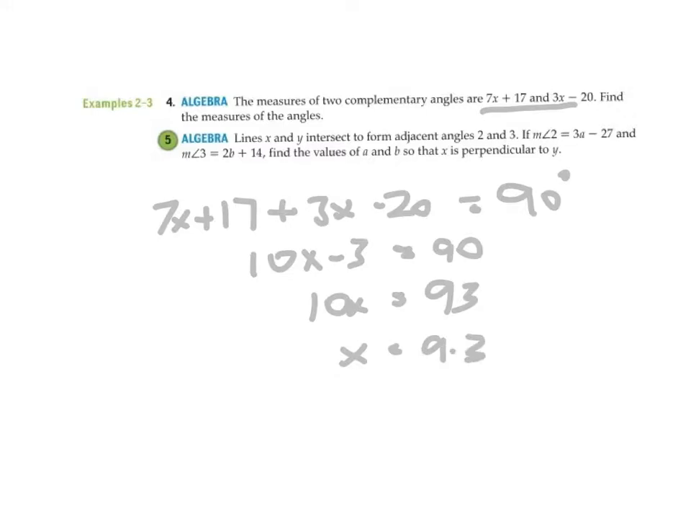And then obviously what you need to do now is plug the 9.3 into where it is. So if you put it into the 7x plus 17, so 7 times 9.3 plus 17 will give you 82.1. Okay, and then if you do the same, put it in, so 3 times 9.3 minus the 20 will give you 7.9. Okay, and again, just spend a few seconds. If you add these 2 guys together and you get 90 degrees, you know you've done your algebra correct. Okay.